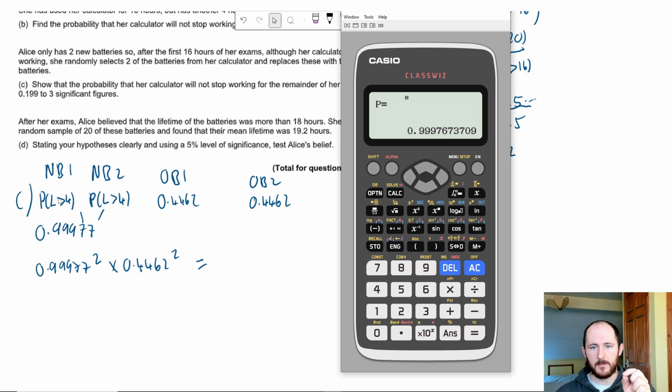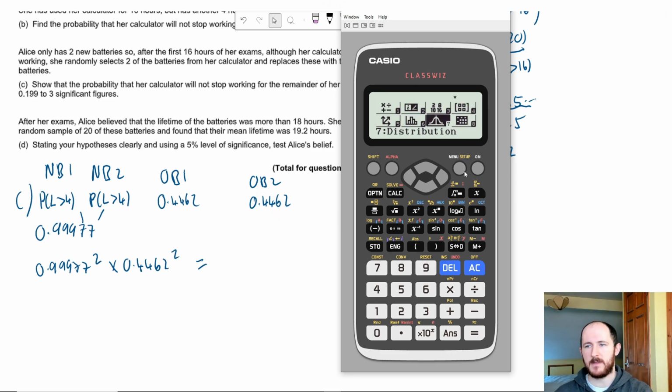So we've worked out the probability that the first battery lasts until the end of the exam, it's here. The probability that the second battery lasts until the end of the exam is here. Probability that the third battery lasts until the end of the exam. Probability that the fourth battery lasts until the end of the exam. But we want all 4 of those to be true. So we want this one, and this one, and this one, and this one.